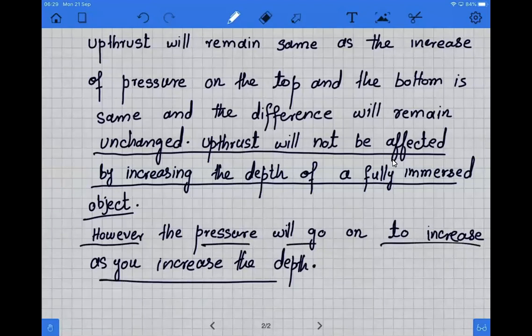Pressure is the compressing force. While moving downwards in the water at depth, the compressing effect or the pressure goes on to increase, and you misjudge that for upthrust. Upthrust is the net or the resultant force that depends on the change of pressure, and since the change of pressure remains the same, the upthrust is not affected with the increase of depth. However, the pressure itself, which is the compressing effect, will go on to increase when you move towards the depth. So these are the two things you have to understand.